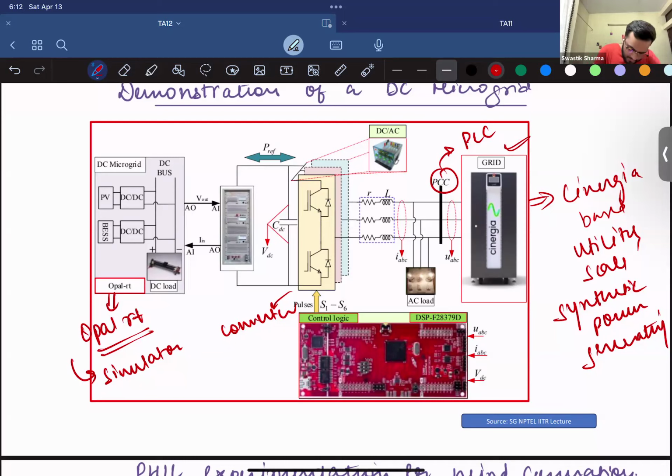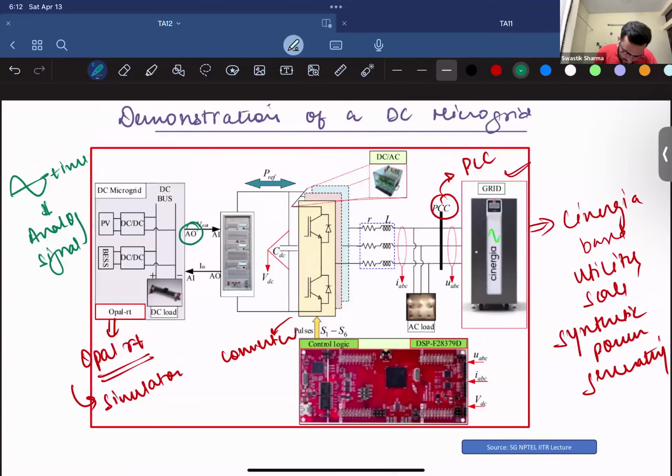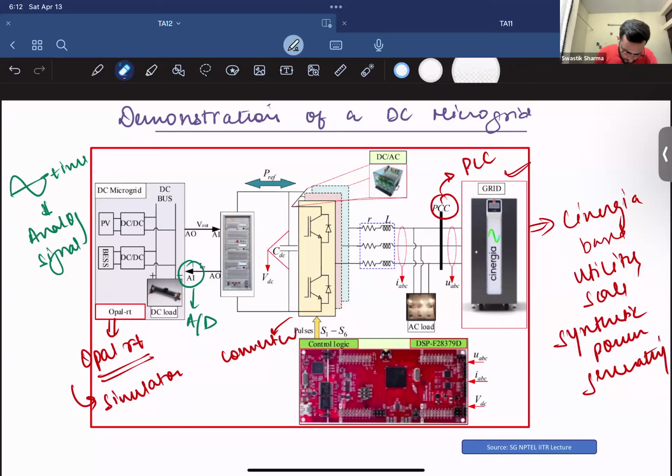So what's the fun of analog input pins? Your voltages, which are in time domain, these are your analog signals. Your RTDS, even though it shows simulations in time scale, won't be familiar with analog signals, right? After this step, there is an A by D converter, which converts it to a digital signal so that it can be recognized by your real-time simulator as well. So that's the basic overview.